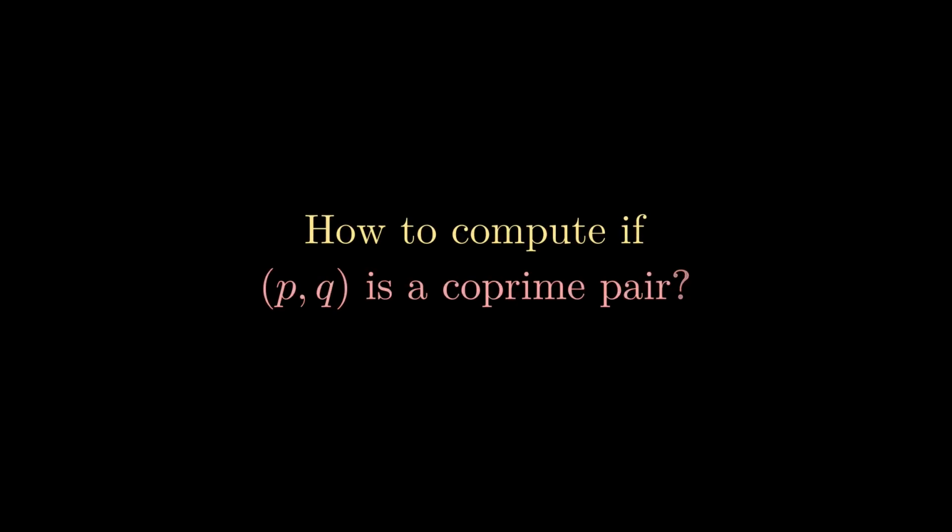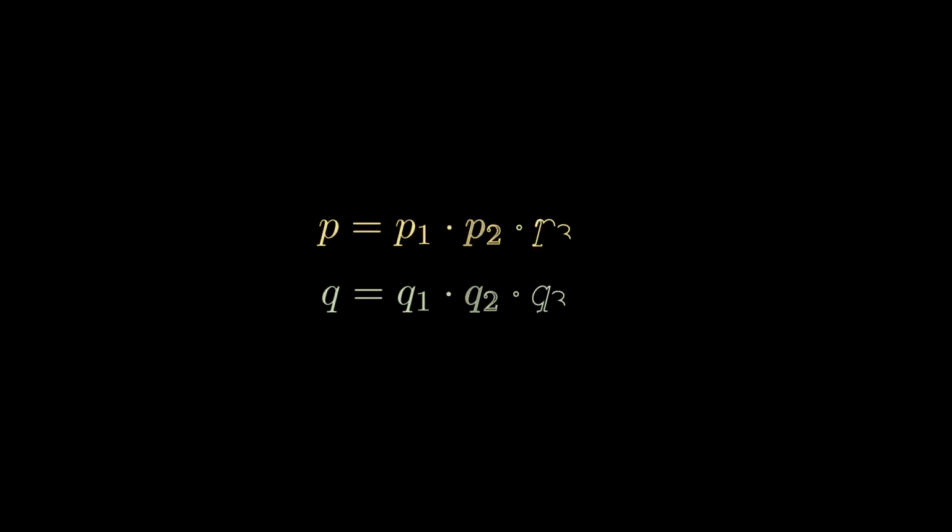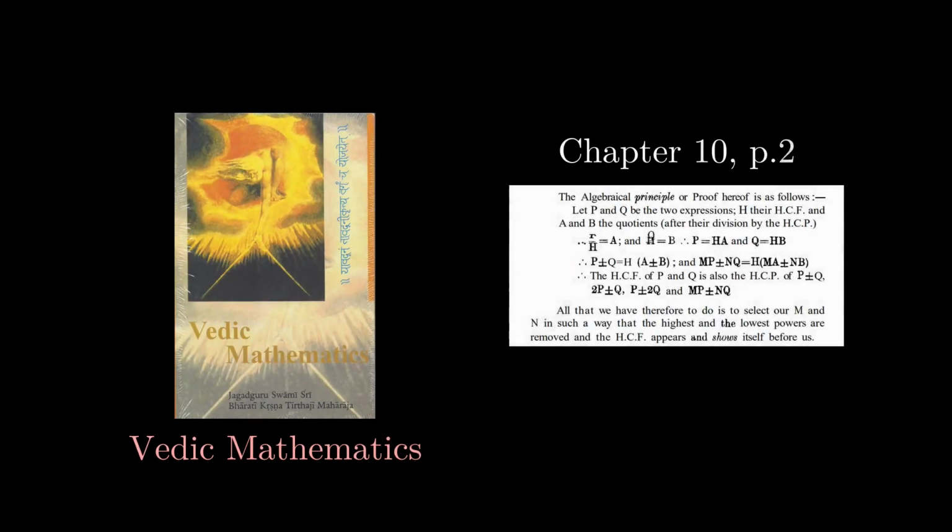How to compute if two numbers are co-prime or not, or check if their HCF is 1? The trivial way could be doing the prime factorization of each number, which we did for the previous example. But that was an easy set of numbers. What about 273 and 483? There is a comparatively quick method which I found in chapter 10 of a Vedic mathematics book.